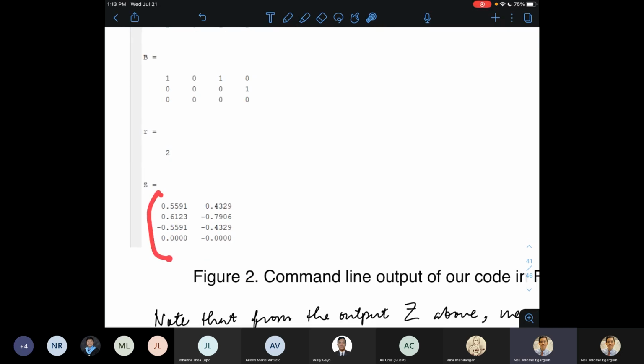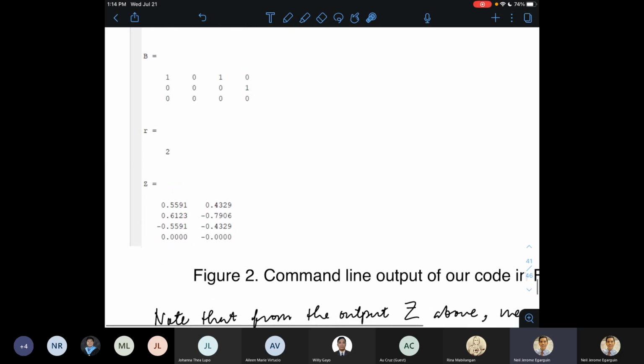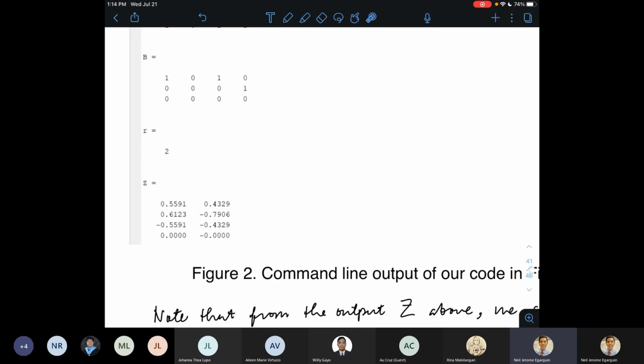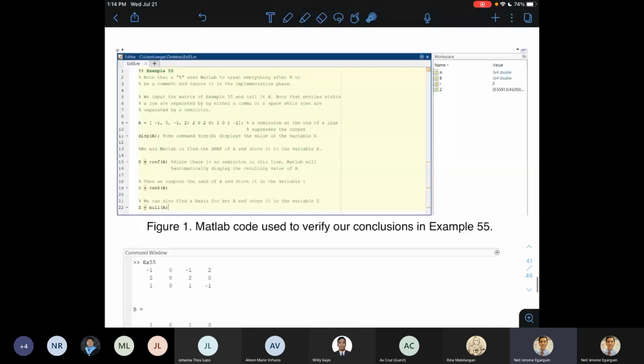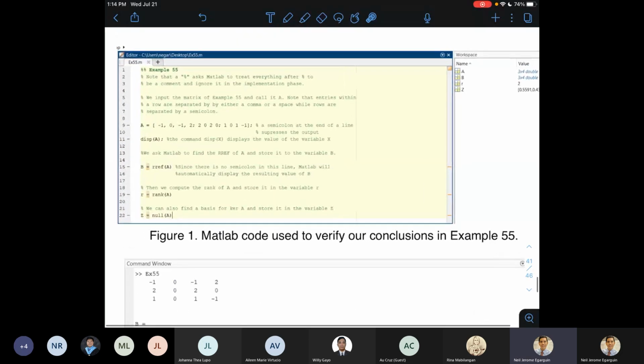MATLAB says, oh, this would be your first basis element for the kernel. This is the second basis element for the kernel. And since MATLAB says that the kernel has two elements, right? Ibig sabihin the basis for the kernel has two elements. That means that the dimension of the kernel is equal to 2. So kaya mabe-verify natin yung rank nullity theorem using MATLAB as well. Okay? And yeah, that's how I think easy MATLAB is.